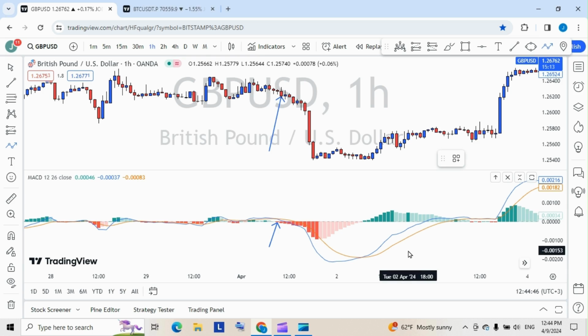Look at the bottom here. I'm explaining this in a very easy way. Now the MACD line, which is the blue line, crosses over the signal line. So let's see what happens when we have this crossover.